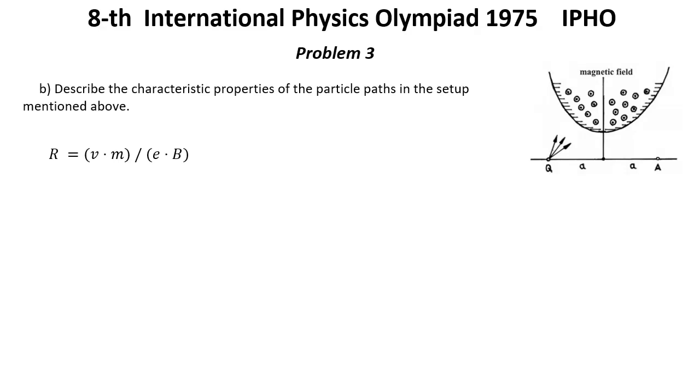The centers of curvature of the ion paths lie on the middle perpendicular of QA, since the magnetic field is assumed to be symmetric to the middle perpendicular on QA. The paths of the focused ions are above QA due to the direction of the magnetic field. So that was the solution for question B.